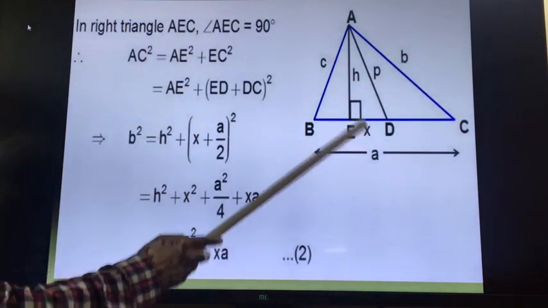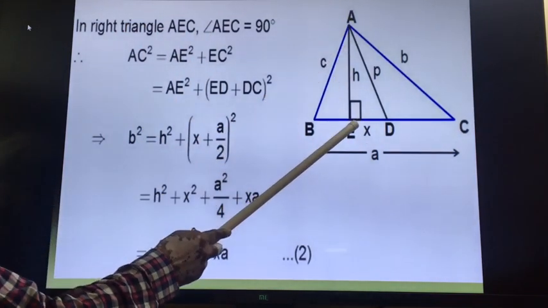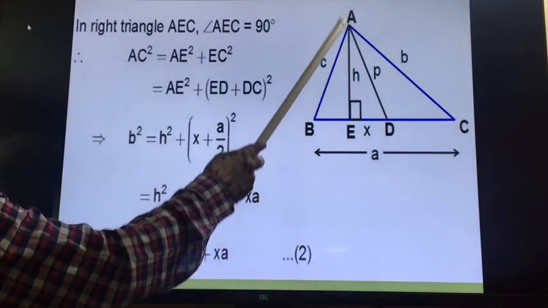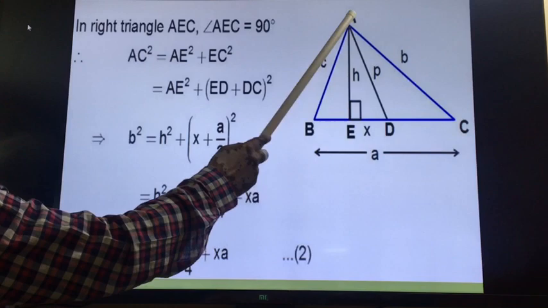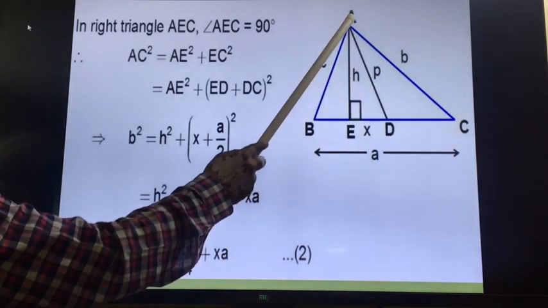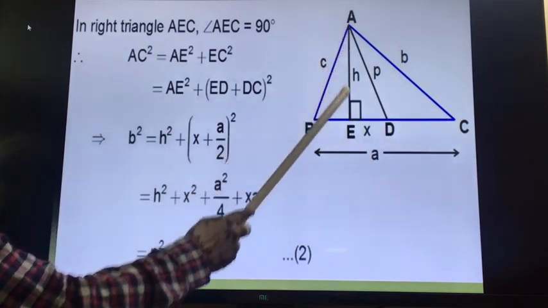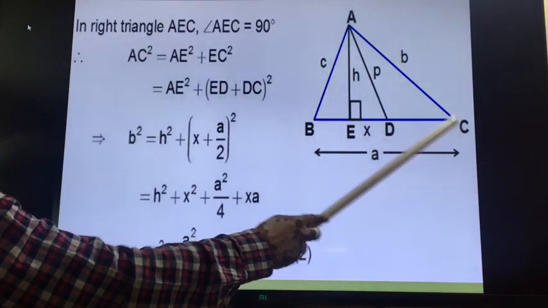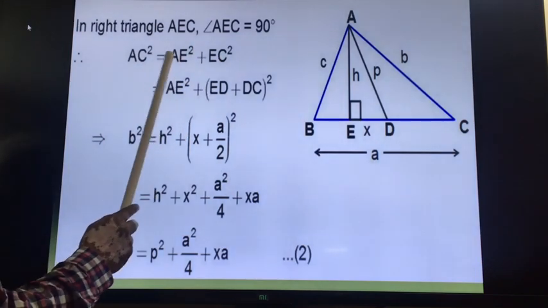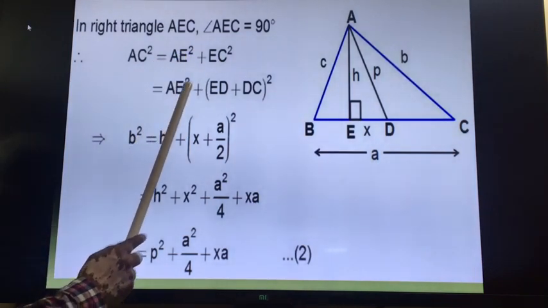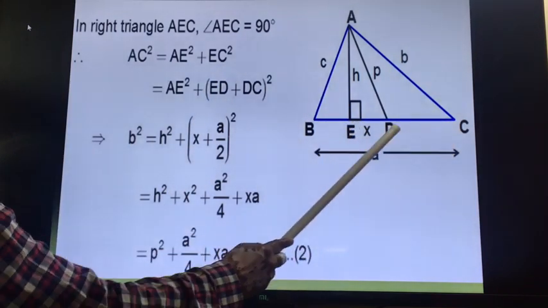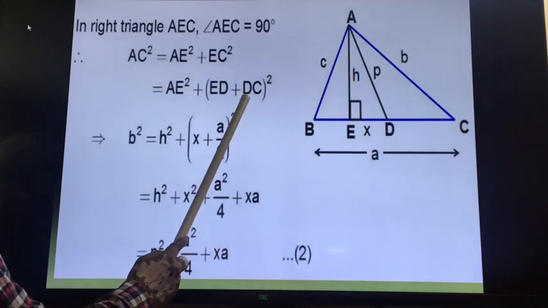Now you take the triangle AEC, the big triangle. First of all we took AED, now we will take AEC. In this triangle AC is the hypotenuse, the side opposite to 90 degrees. So AC square is equal to AE square plus EC square. So it is equal to AE square plus EC, and EC, from here to here, we can break as ED plus DC whole square.